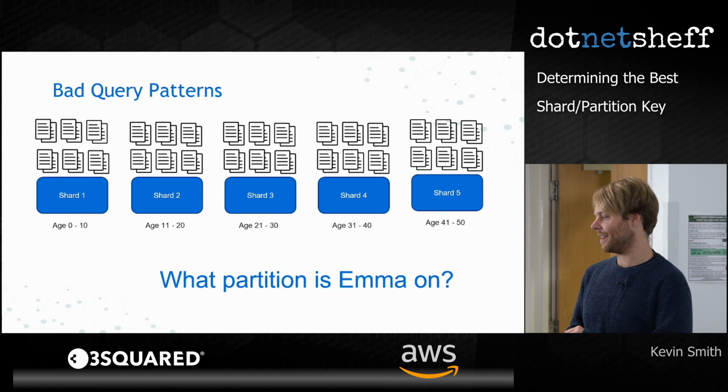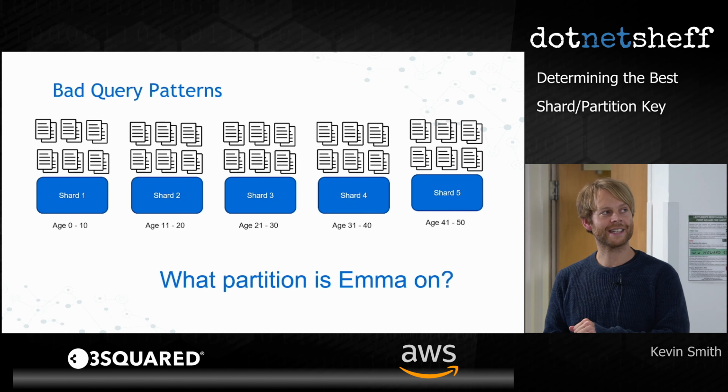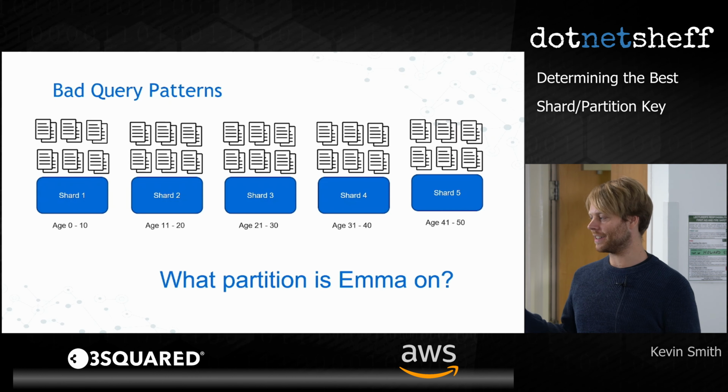So say you've got 100 shards in your cluster, you'll have to scan all 100 of them to find where Emma is. You just don't know. So you need to be able to use something which is part of the partition key to deal with that.